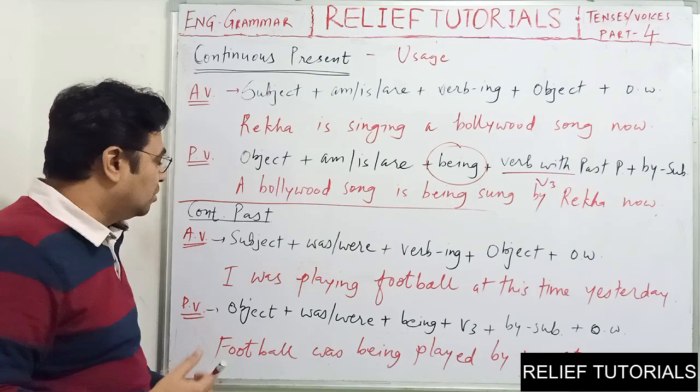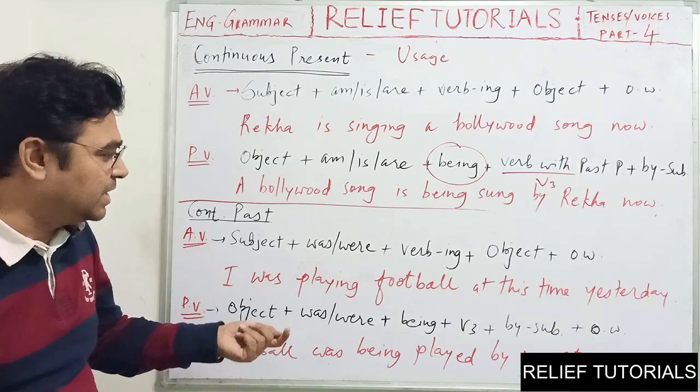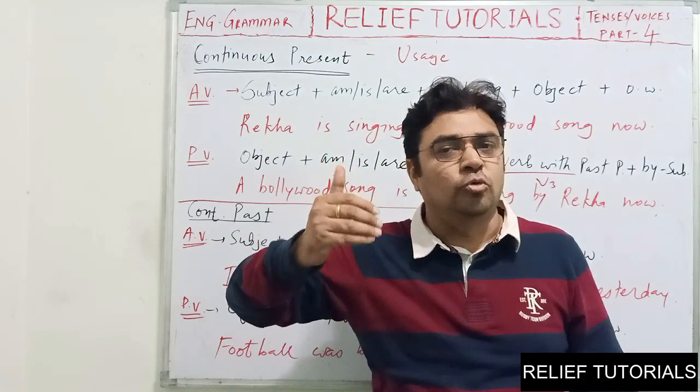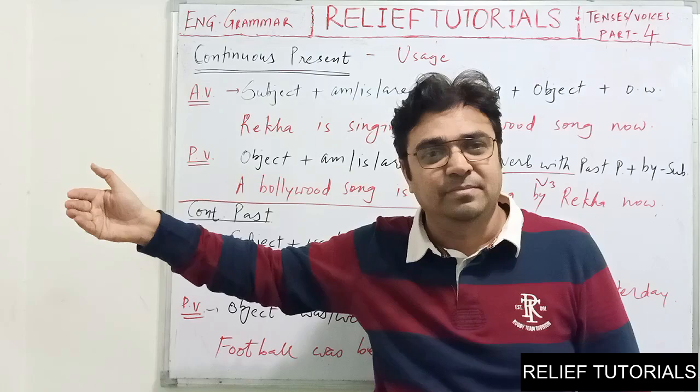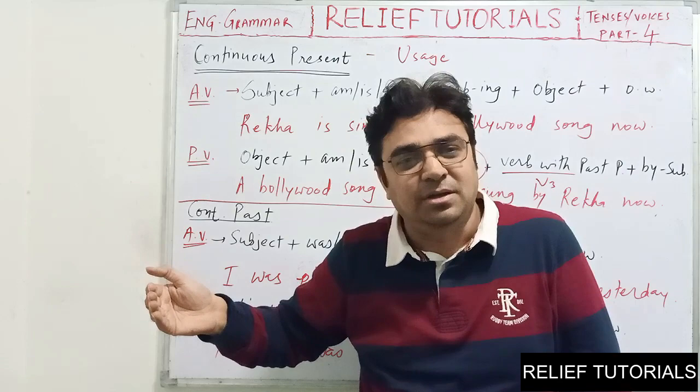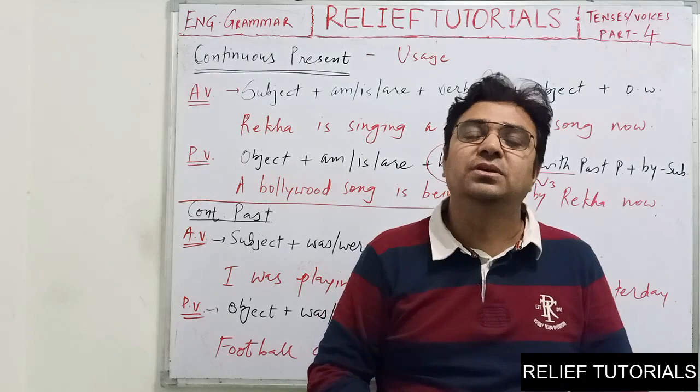Now comes continuous past tense. So slight change is there in the situation as well as in the formation. If the action, not now, but was going on in the past at a certain time, going on, chal rahi thi, action hui nahi, koi kaarya hua nahi, but wo chal raha tha, it was going on. So we can show by using continuous past tense.